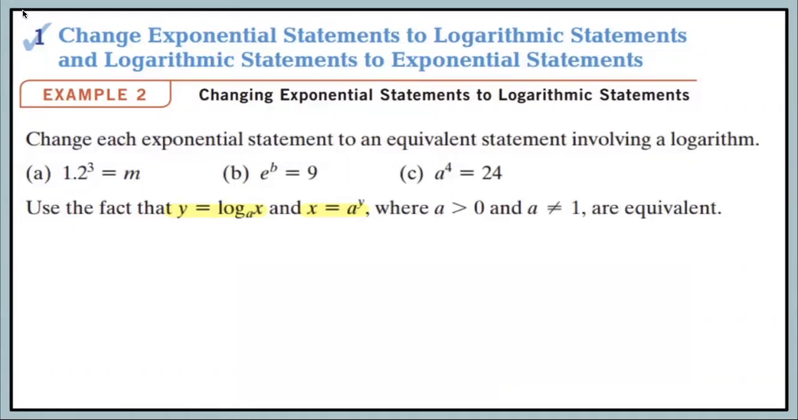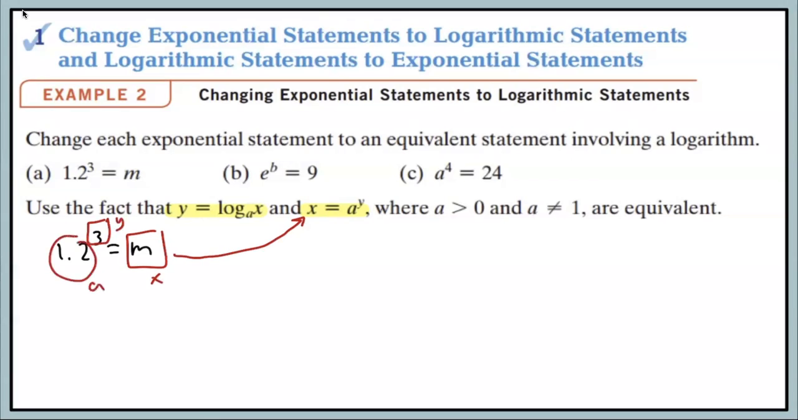So right now, they gave us one, let's go with number one. 1.2 to the power of 3 is equal to m. Let's identify what this part is. This m here, that's going to be x, right? This 3, this is y. So this is x, this is y, and this part is a, right?